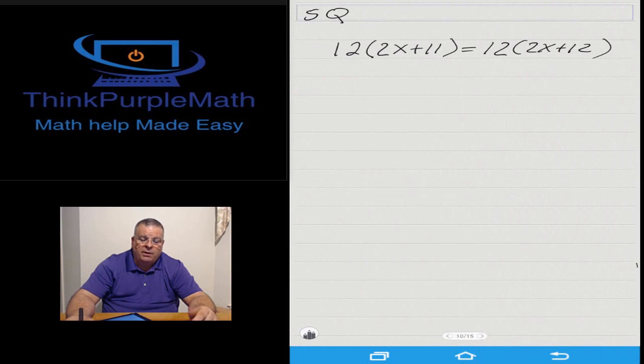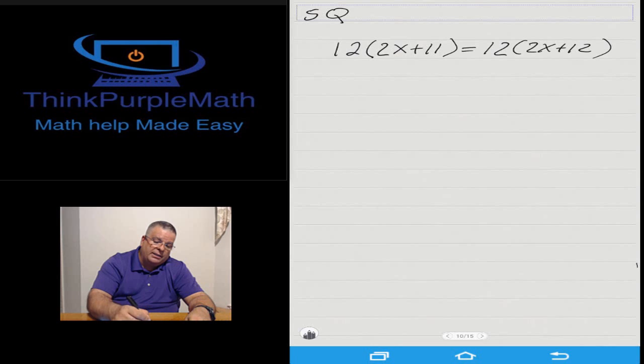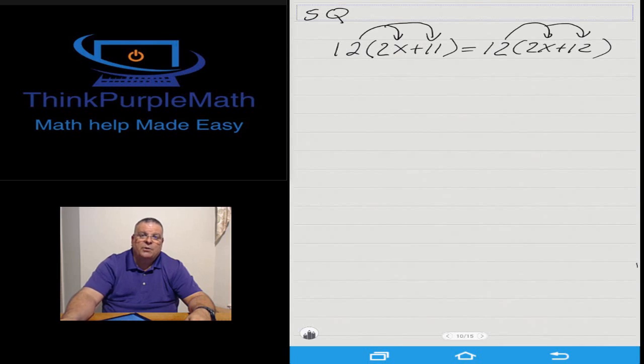Okay, we got a couple more to go, and then this lesson is basically done. Let's look at this one here. This one has a peculiar twist to it. That's why I included it in this demo. We're going to distribute here and here, but we're also going to distribute here and here. So we're going to distribute on the left, and we're going to distribute on the right.